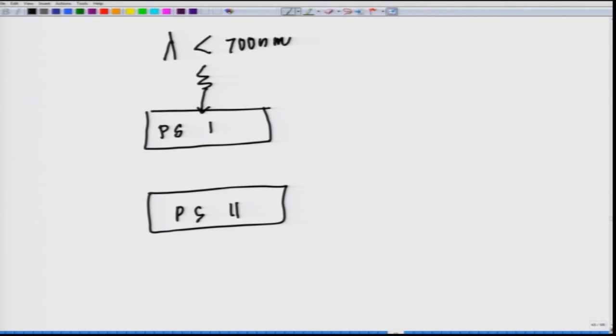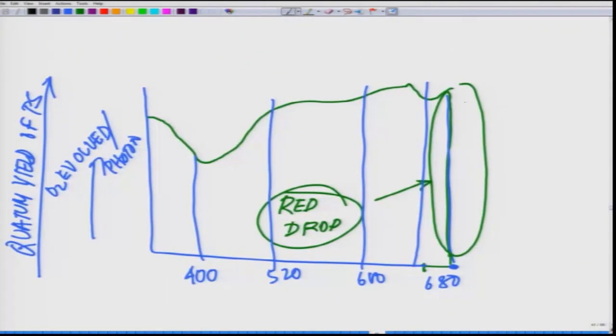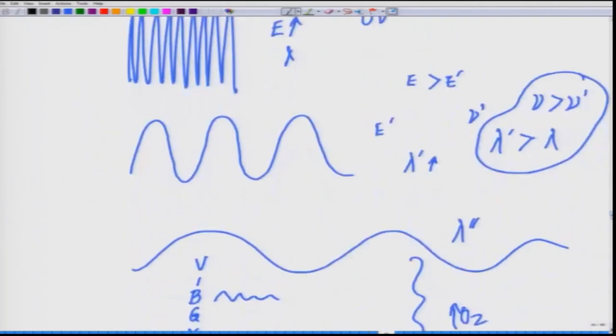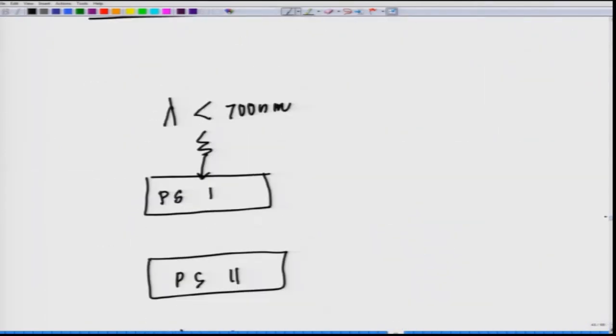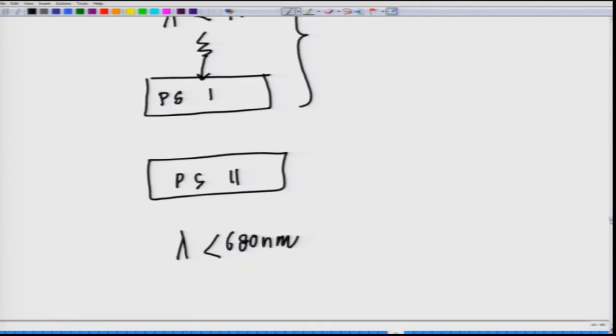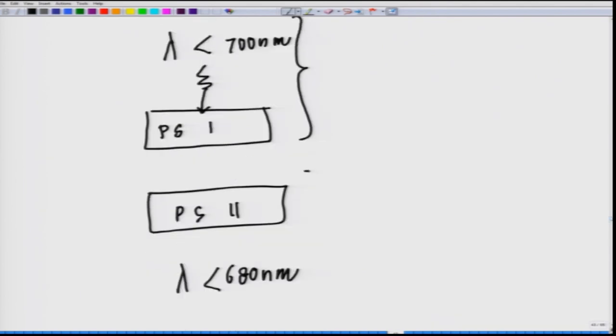Lambda, which is higher, which is less than 680 nanometer. So, you have a mixture now, because beyond 680 nanometer, you won't find beyond 700, as you could see this drop happening. So, you are having a mixture. So, this one is less than 700, which includes 680, and this one is less than 680. So, you have two different kinds of light sources you are using.